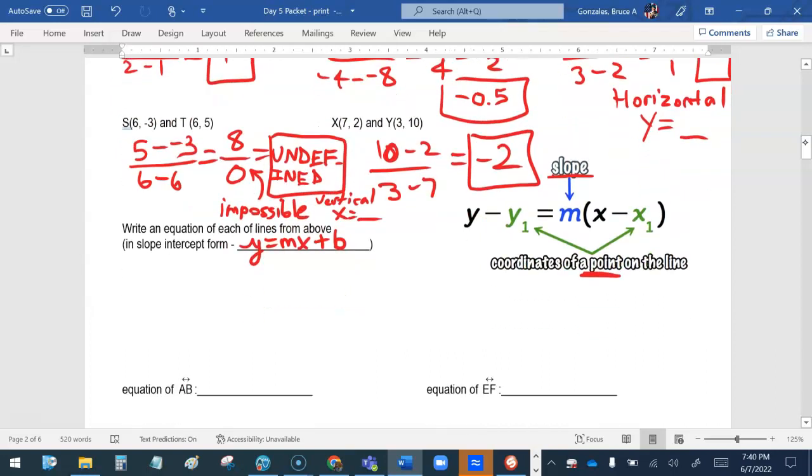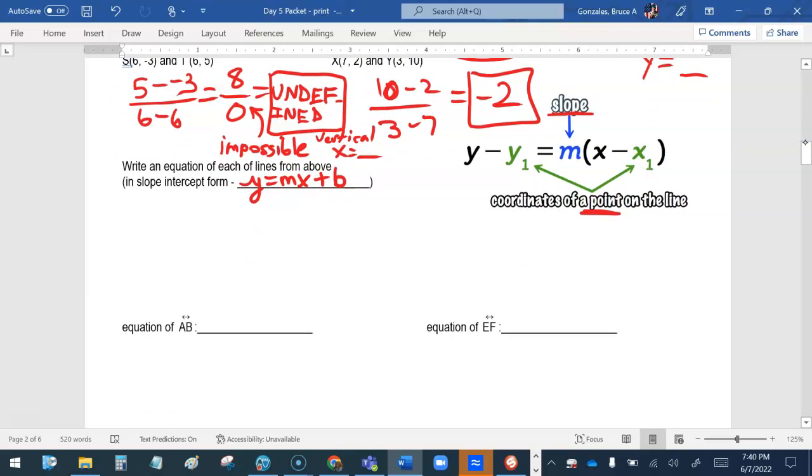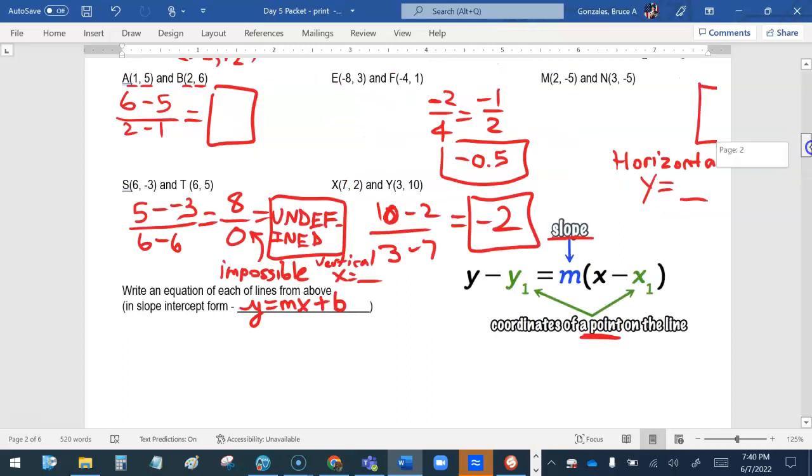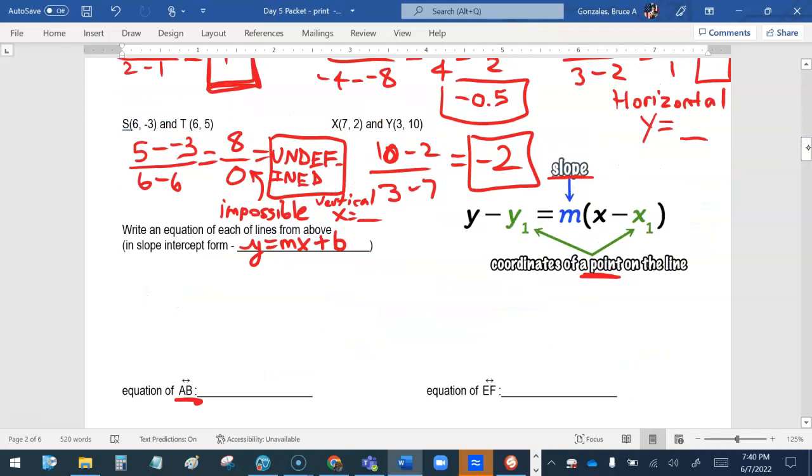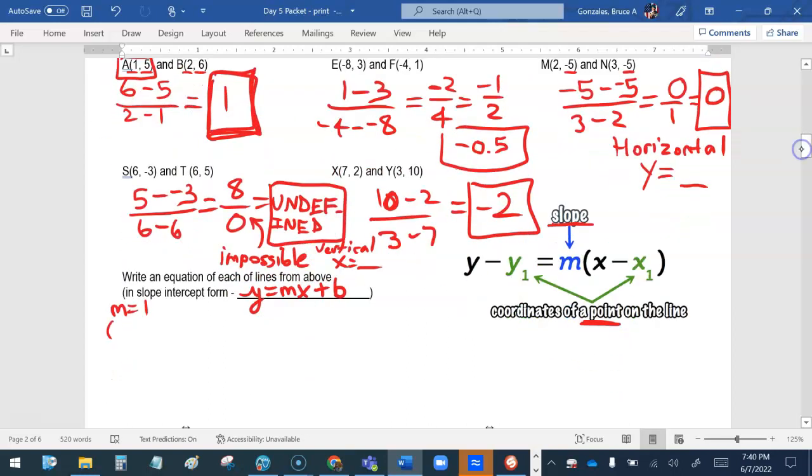Okay, now what we're going to start off with is AB. This first one right here. Okay, so let's go back up and let's figure out what was the slope from AB. Well, the slope was 1. So we have a slope of 1, and then we need 1 point. It's going to be point A. Okay, so my slope is 1, my M, and then my point is 1 comma 5. Okay, so my M equals 1, and my point A, we said was 1 comma 5.